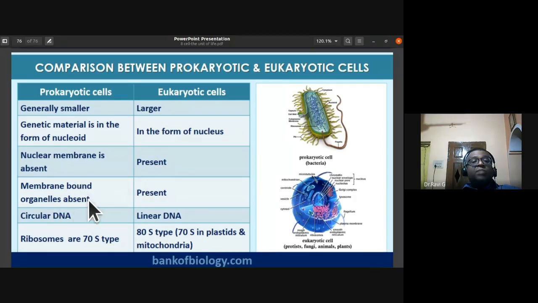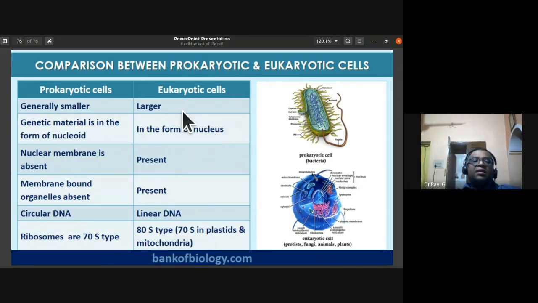Membrane-bound organelles are absent in prokaryotic cells and present in eukaryotic cells. Prokaryotic cells have circular DNA, whereas eukaryotic cells have linear DNA. Ribosomes are of the 70S type in prokaryotic cells and the 80S type in eukaryotic cells. 70S ribosomes are also found in chloroplasts and mitochondria. So these are the things you have to remember regarding the differences between prokaryotic and eukaryotic cells. You have listed much more differences than what is given.